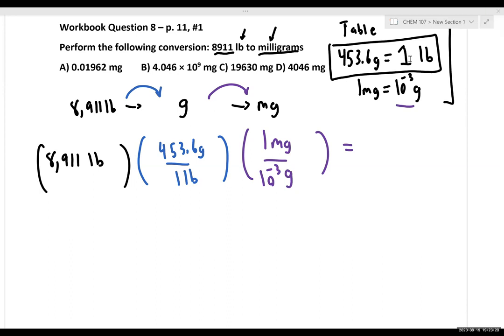Okay, awesome. Thank you. So let's show how we'd enter this in our calculator. I'm going to enter 8,911. So I see 8,911 pop up, times 453.6. So I hit the times symbol and then 453.6. And now I hit the equal sign. So I end up with a large number. Now, if I'm dividing, I'm going to hit the division symbol. And then I'm going to enter 1 EE.